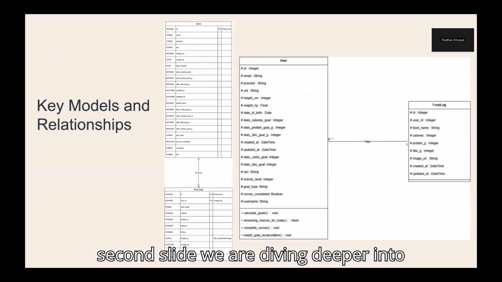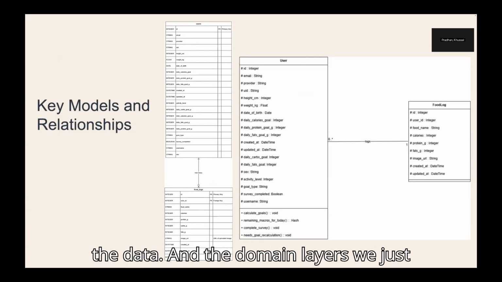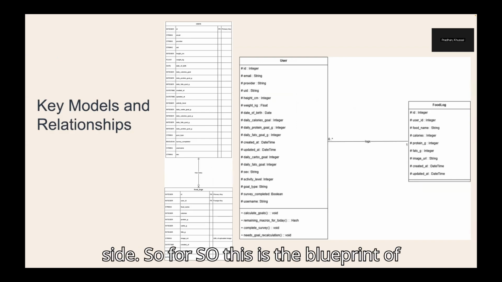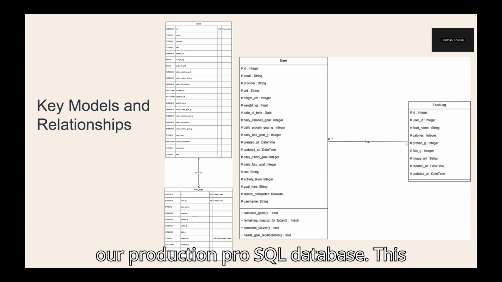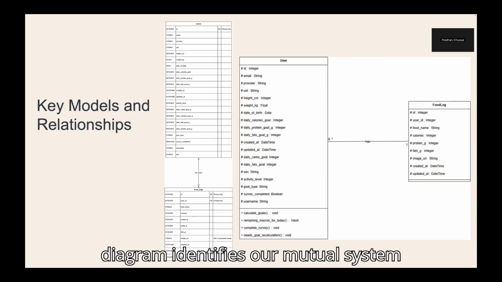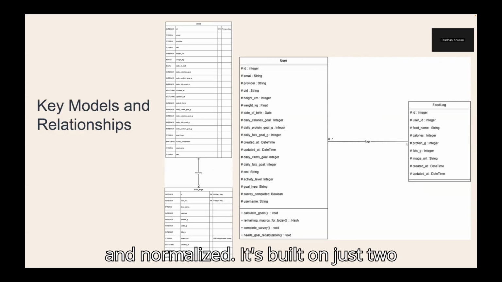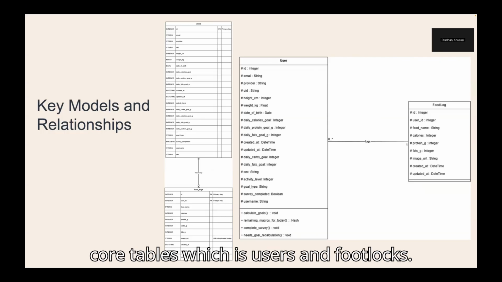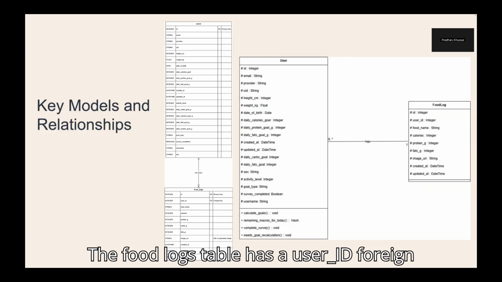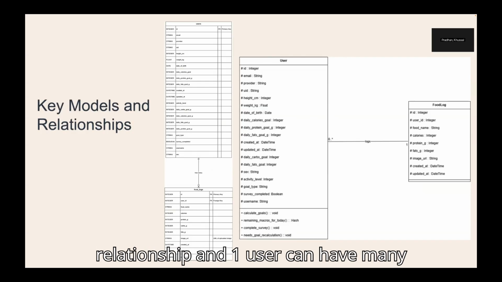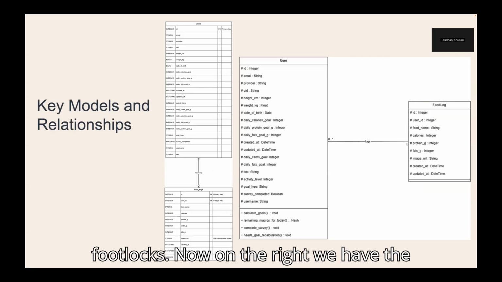On the second slide, we are diving deeper into the data and domain layers we just saw. The database schema is on the left side. This is the blueprint of our production PostgreSQL database. This diagram identifies our major system design choice to keep the database simple and normalized. It's built on just two core tables: users and food logs. The food logs table has a user_id foreign key, which creates a classic one-to-many relationship: one user can have many food logs.